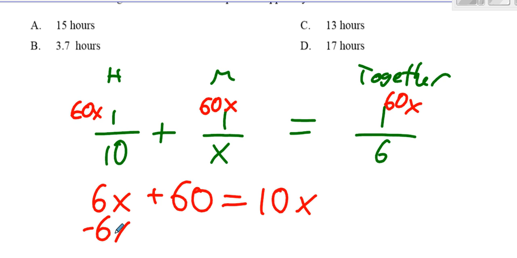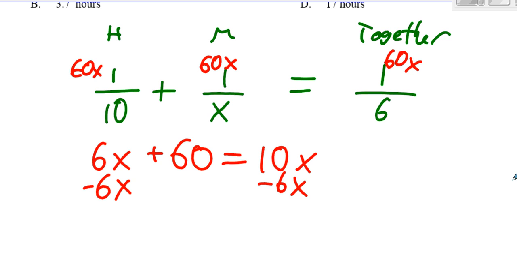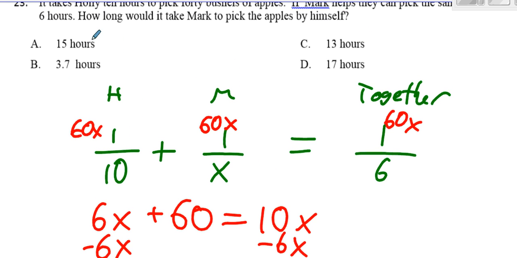And then subtract your 6x over. So you get 4x equals 60. Divide, you get 15. 15 hours.